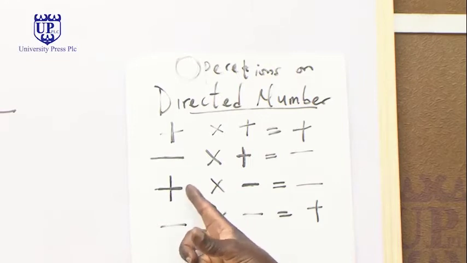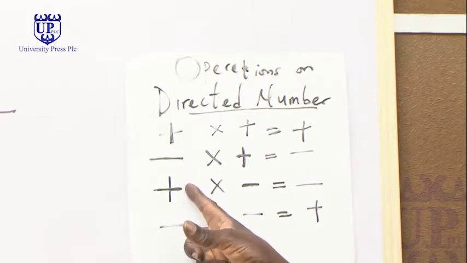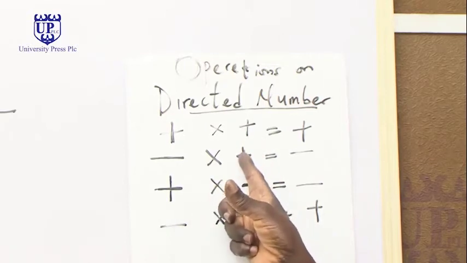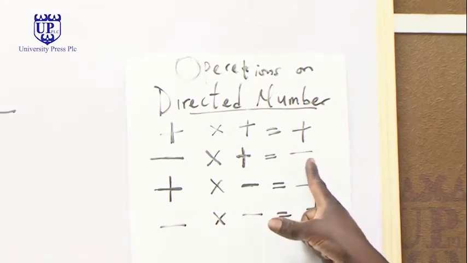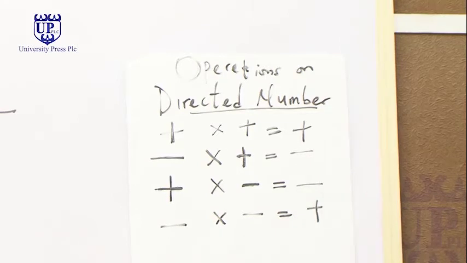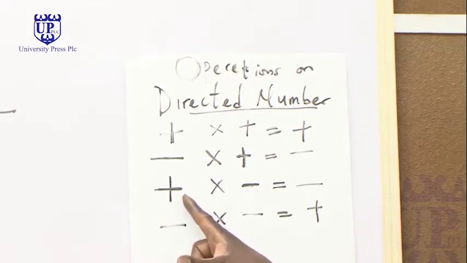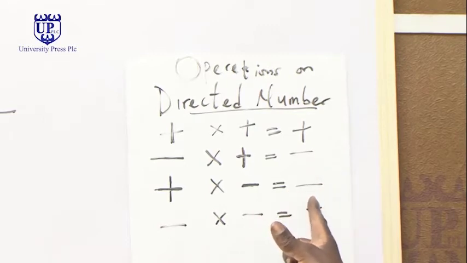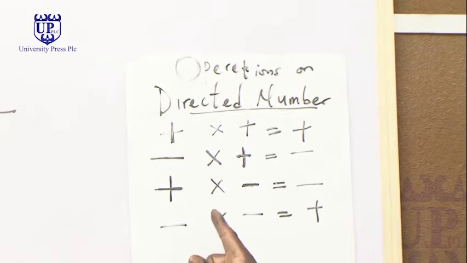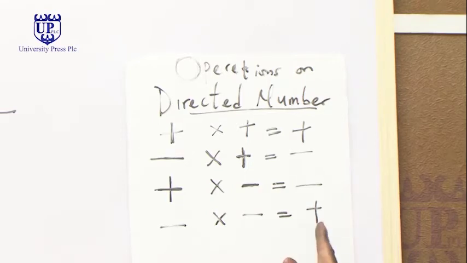But here, this is negative. You consider it as your enemy, and you multiply it by positive, which is your friend. The enemy of your friend must automatically be your enemy. That is why it carries a negative sign. The enemy of your friend, no doubt about it, is your what? Your enemy. But here, the friend of your enemy is still your what? Your enemy. But in this case, minus multiplied by minus, the enemy of your enemy must be your friend. That is why it's carrying a positive sign.